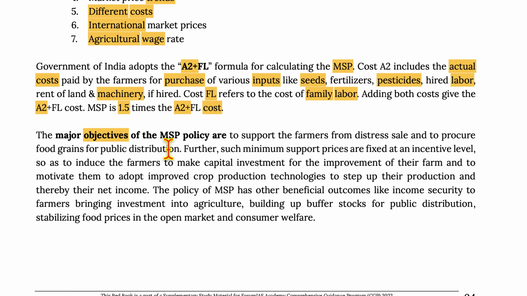Major objectives of MSP policies are to support the farmers from distress selling and to procure food grains for public distribution. Further, such minimum support prices are fixed at an incentive level so as to induce farmers to make capital investment for improvement of their farm and to motivate them to adopt improved crop production technologies to step up their production and thereby their net income.